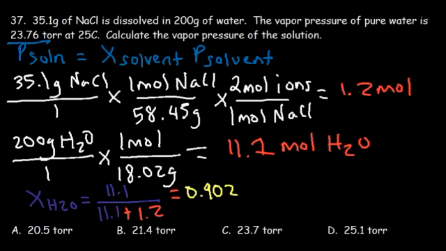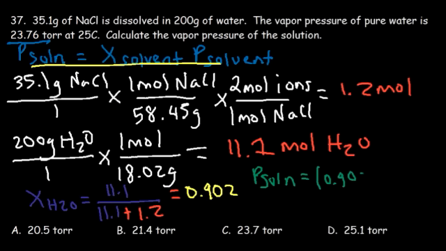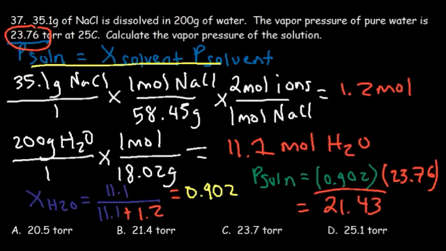So now we can use this equation. So the vapor pressure of the solution is equal to the mole fraction of water, which is the solvent, times the vapor pressure of the solvent, which is 23.76 torr. So the answer that you should get is 21.43 torr. So answer choice B is the correct answer for this problem.